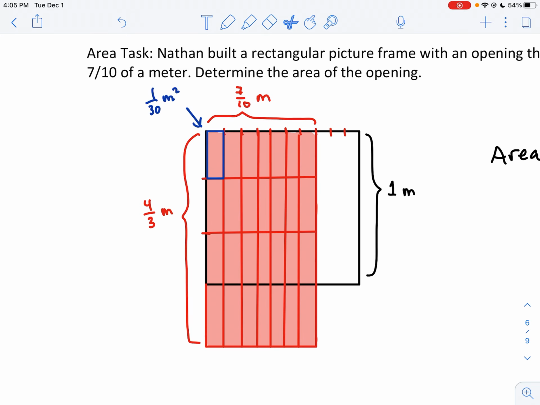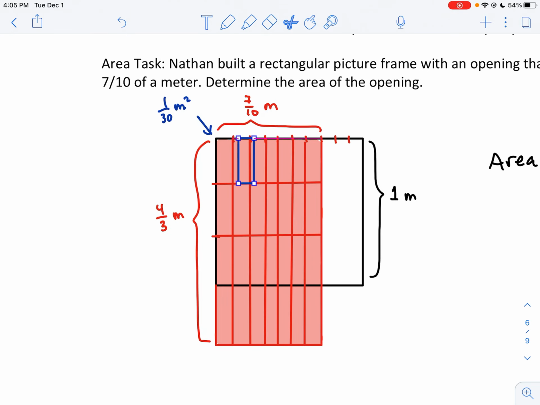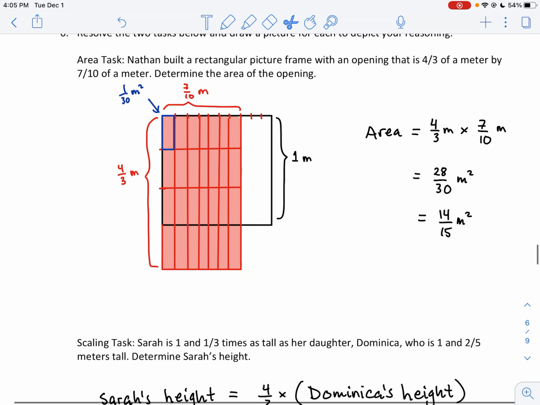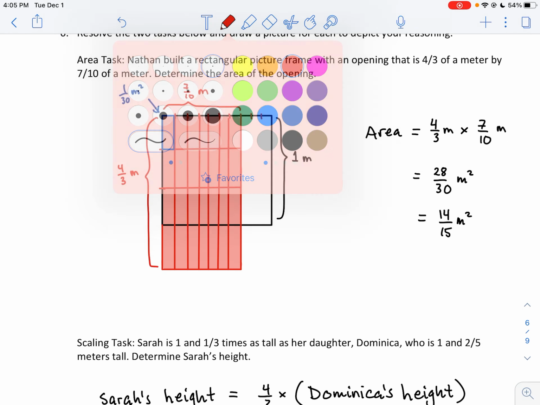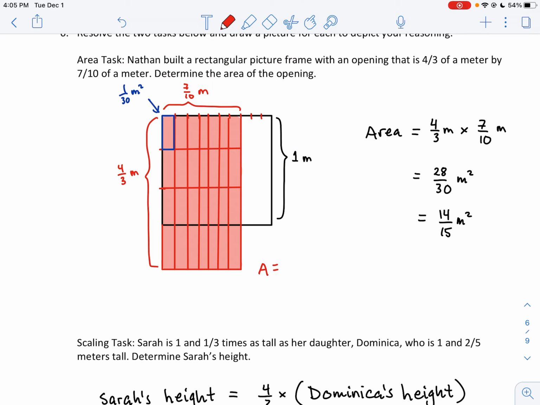And then now the question is, how many of those make up the red? Well, you would have 7 across the top, but then 4 down vertically, right? So 4 by 7 would make up the red. In other words, 4 by 7 is 28. So we have 28 of these little blue boxes that make up the red. So the area of the red box should be 28 copies of 1/30th, in other words, 28/30ths of a square meter.